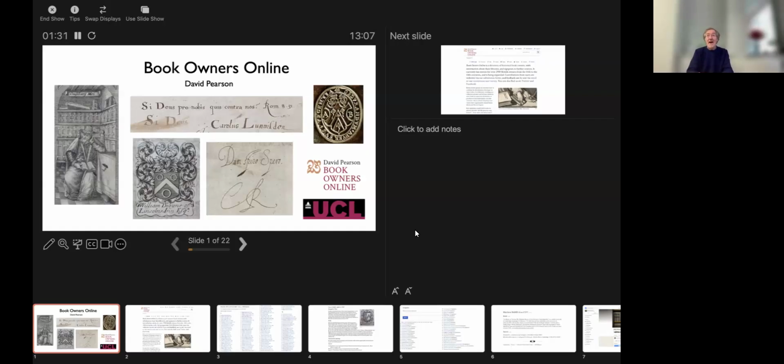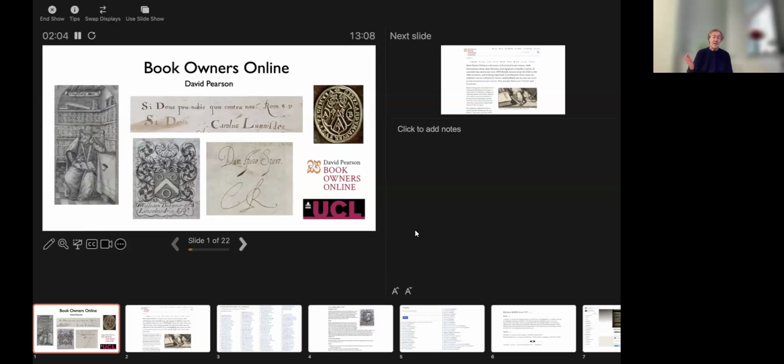And what I want to do is talk about this online database, Book Owners Online, which I created and which is hosted here at UCL. And I have a link with DIS here. Since I retired, I have been an honorary senior research associate at DIS. So I'm delighted to have the opportunity to come here and talk a bit about some of the things that I have been up to.